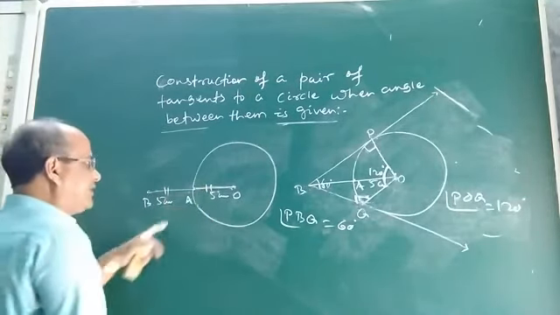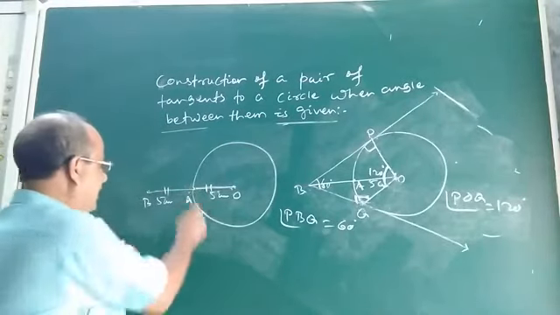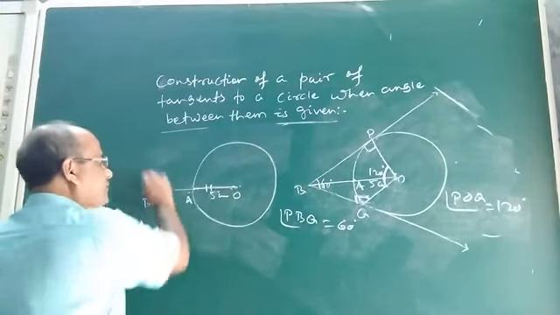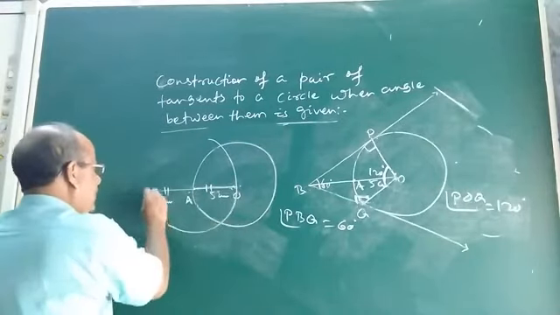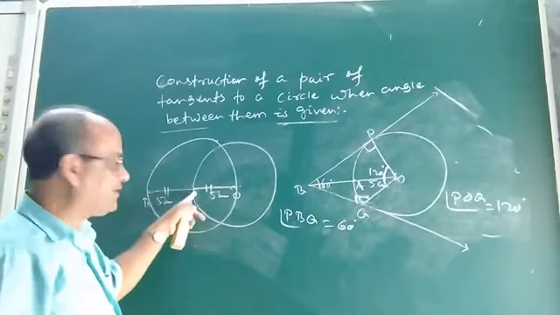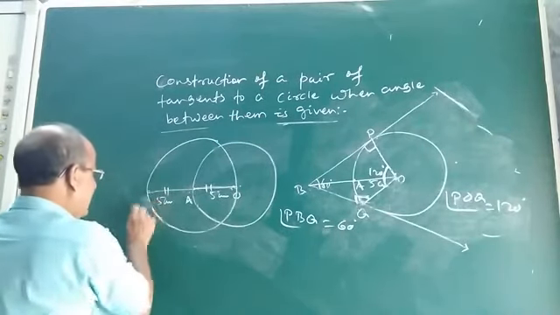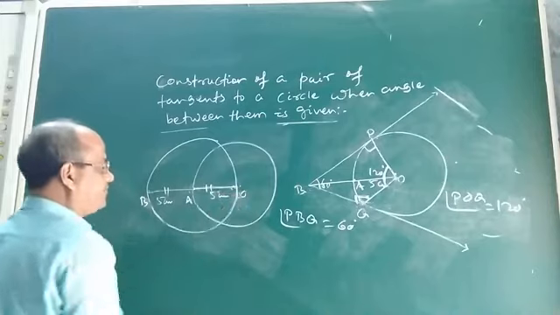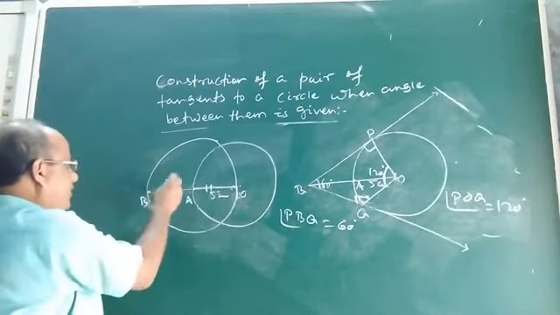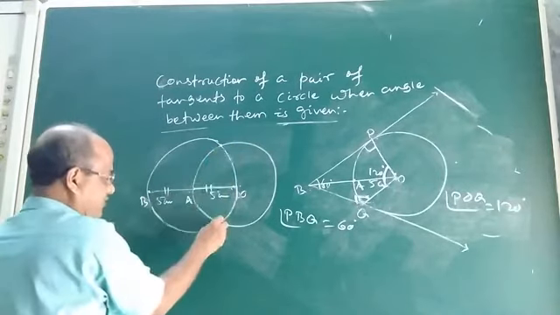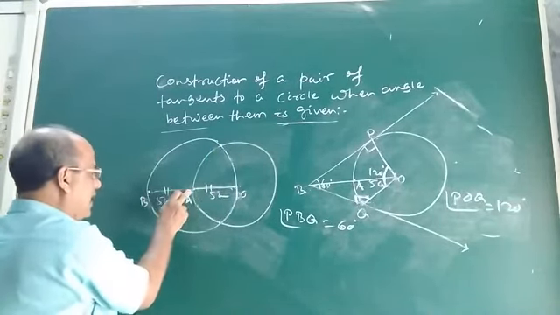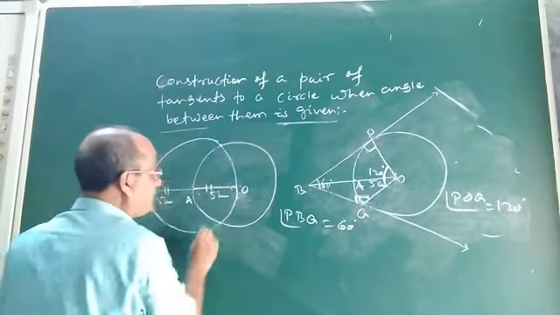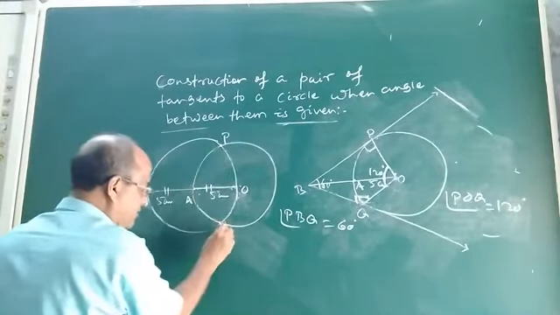Now taking A as center and AB or AO as radius, if you draw a circle, it will pass through O and B. This circle will intersect the given original circle in two distinct points. Suppose the two distinct points are P and Q.